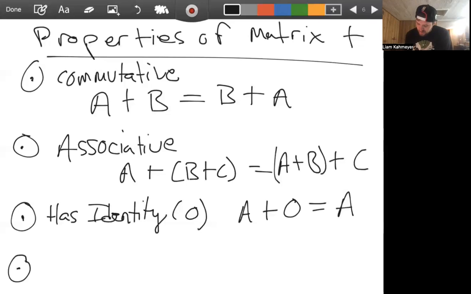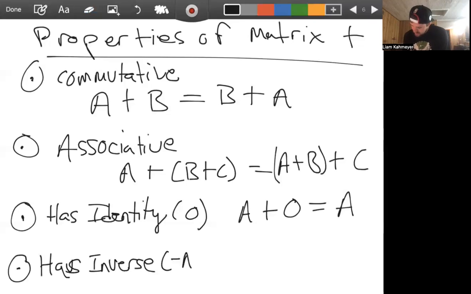And we also have an inverse. So let's say it has inverse. And we'll write the inverse as negative A, right? Because what's the inverse element? An inverse element is when you apply the operation to a matrix and then you get 0, or you get the identity. And so we want to apply something to A such that we get 0. Well, that would just be negative A.